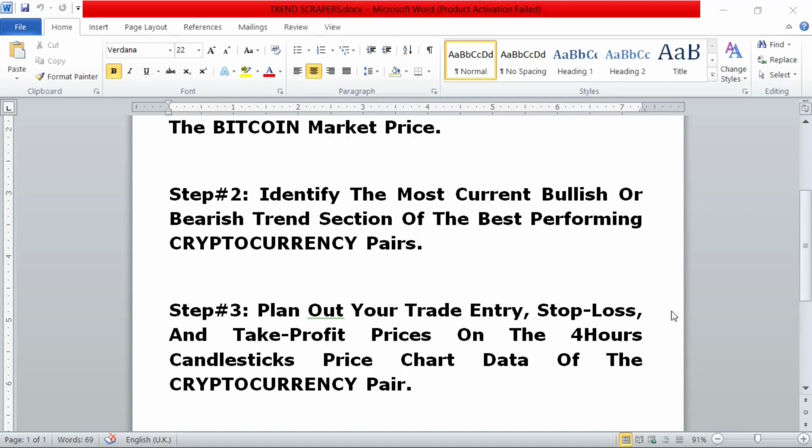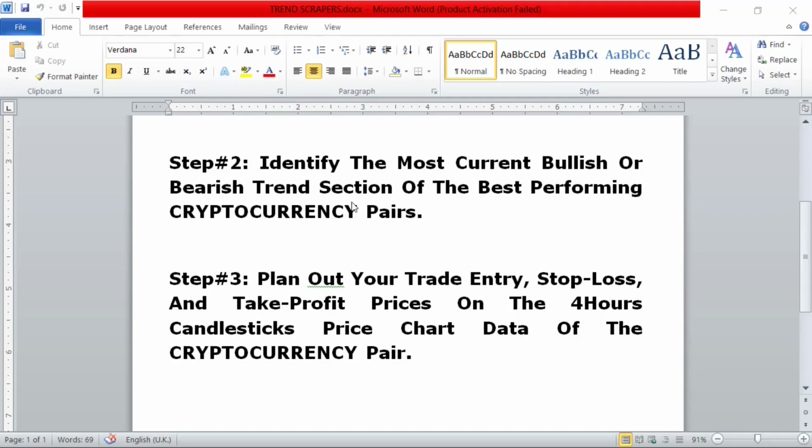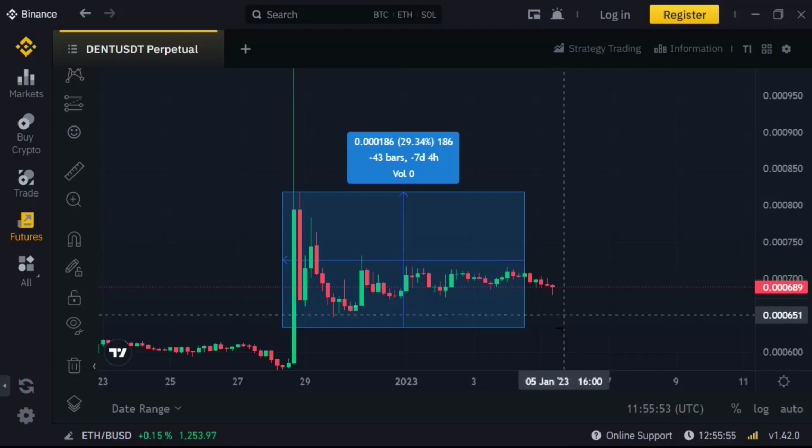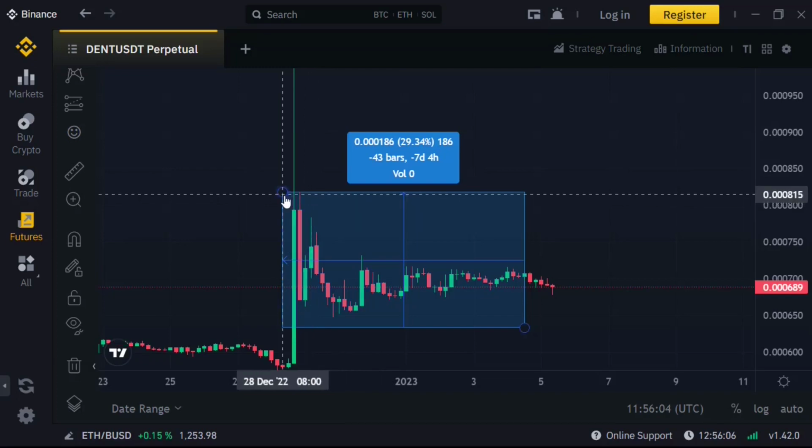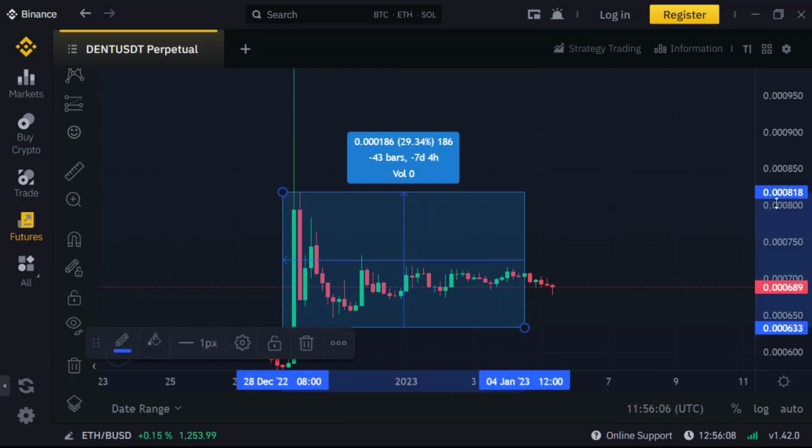Okay, now it's time for me to show you step number 2 of the TrendScrapers technique, which is to identify the most current bearish transaction of the cryptocurrency pair. Make no mistake, the candlestick price chart data of any cryptocurrency pair is divided into bullish transactions and bearish transactions of the cryptocurrency price action. And that's absolutely all that you'd ever need to perform proper technical analysis of any cryptocurrency pair.